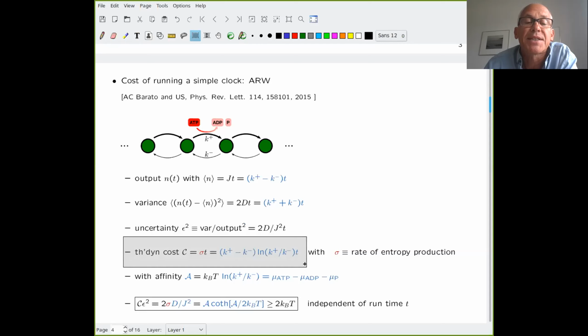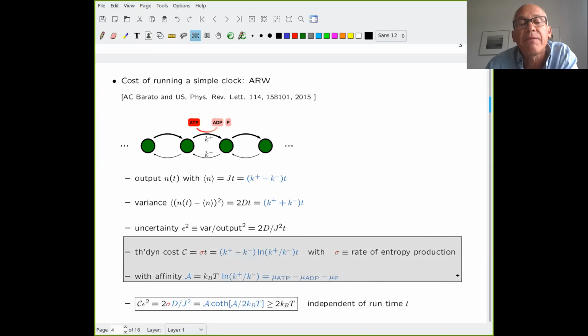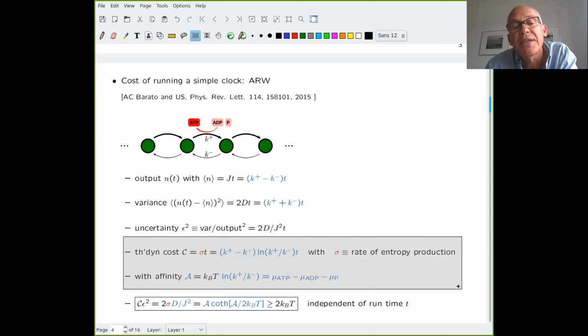Sigma, the red sigma, is the entropy production. Typically we write this asymmetry in the rates as an affinity. In the example which was just discussed, this would be the delta mu of the ATP hydrolysis. So if you need one ATP for one step to the right, then this would be the 25 kBT we were just talking about.